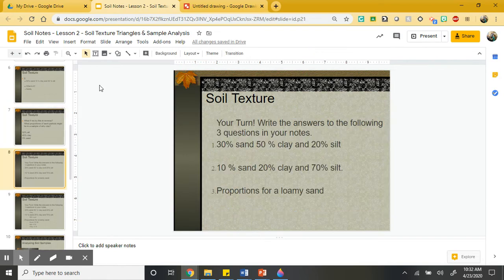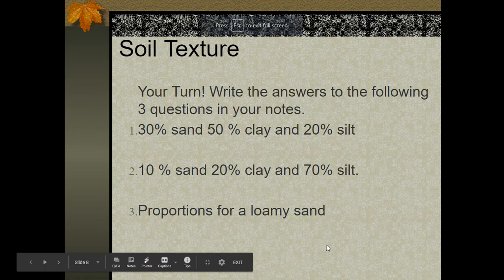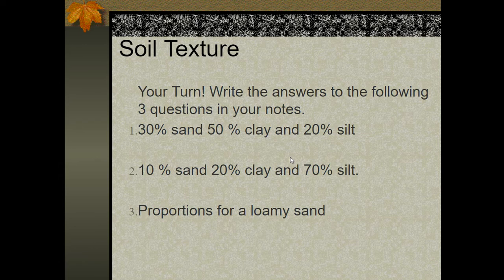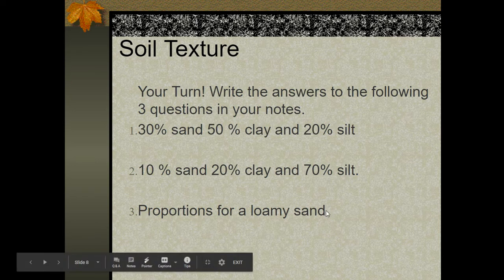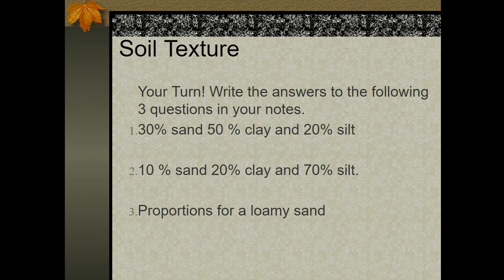All right. So challenge yourself. Here's a little opportunity for some practice. I have 3 different questions. I'm going to ask you to pause the video now and try these out. You've got a sample that's 30% sand, 50% clay, 20% silt. You have a sample that's 10% sand, 20% clay, and 70% silt. And then what are the potential proportions for loamy sand? Take a minute, pause the video, try them out, and then play the video again because next we're going to check your answers.